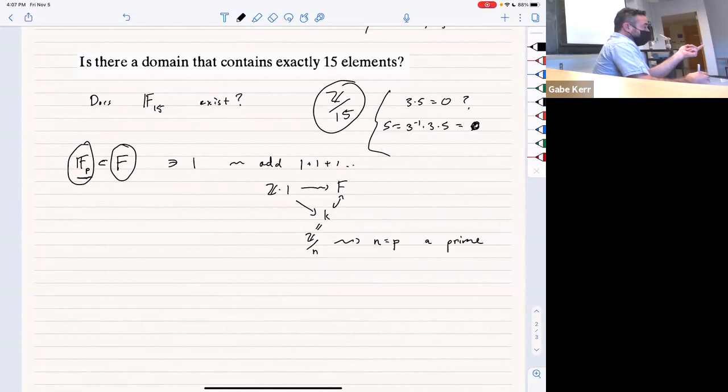If I've got an addition and I can multiply by things in here, I call F a vector space. Talk about vector spaces over fields: F is a vector space over F_p. It's finite, not just finite dimensional. It is finite, and therefore it is definitely finite dimensional. So let's say its dimension is n.